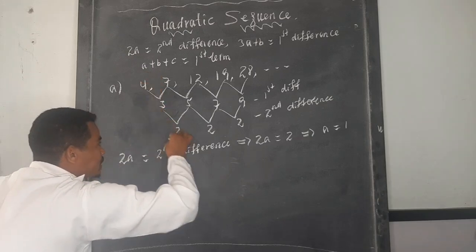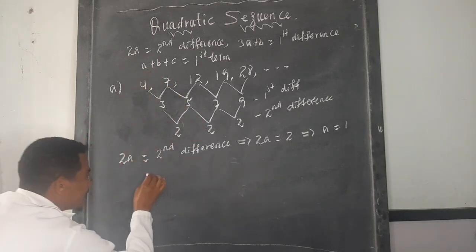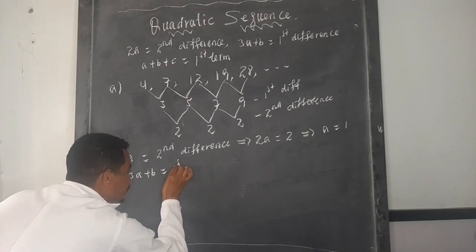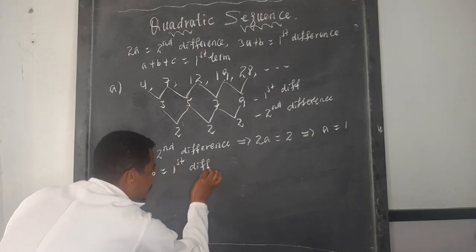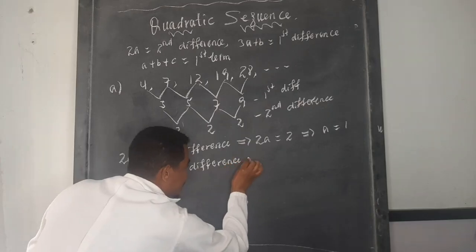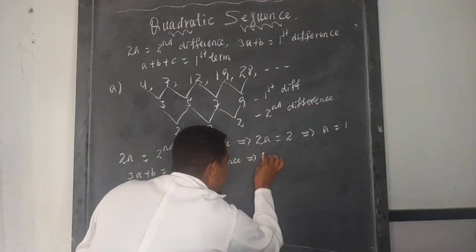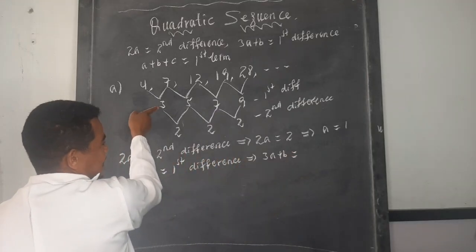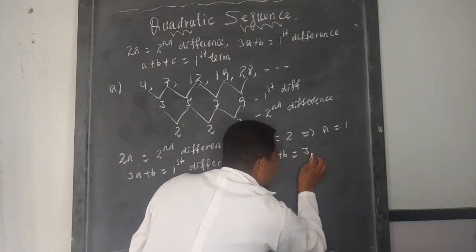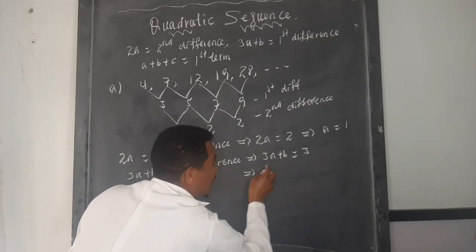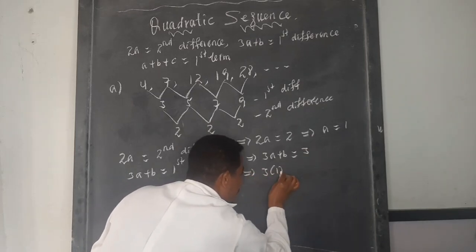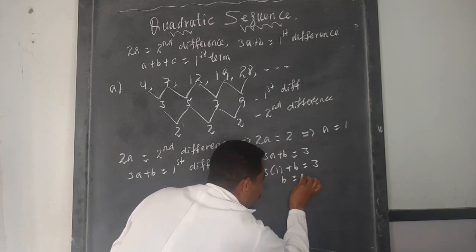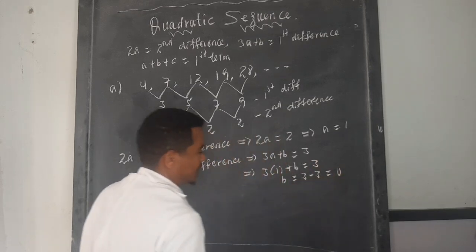3a plus b is equal to the first difference. This implies 3a plus b is equal to the first difference, which is 3. This implies 3 times 1 plus b is equal to 3. So b is equal to 3 minus 3, which is equal to 0.